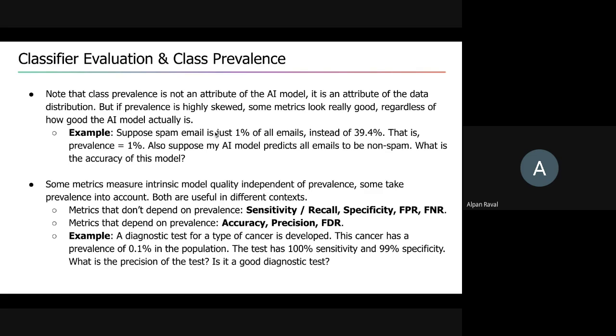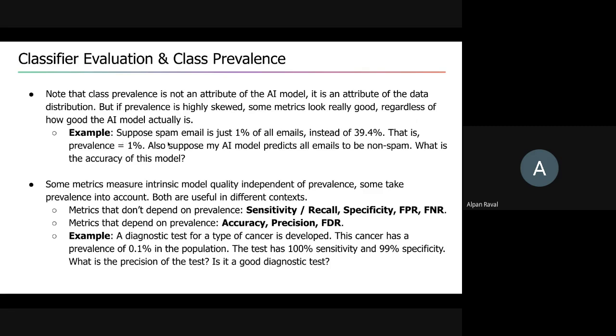But what happens is if your prevalence is highly skewed, so by skewed, I mean that one class is much more prevalent than the other. So in the spam example, let's say your spam emails are just 1% of total emails, right? So spam emails are very few, whereas non-spam emails are 99% of all emails. Then that's a highly skewed data distribution. So if prevalence is highly skewed, some metrics can look really good, regardless of how good the model actually is, right?